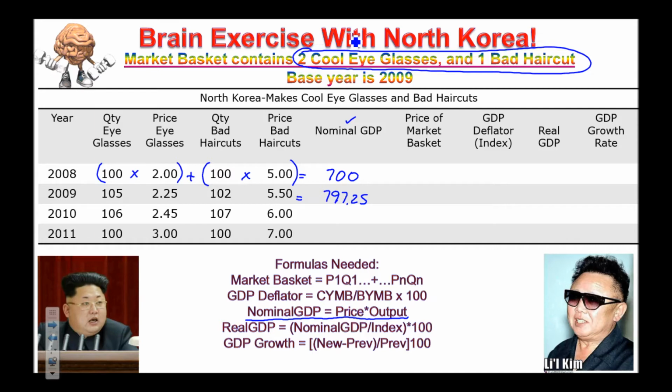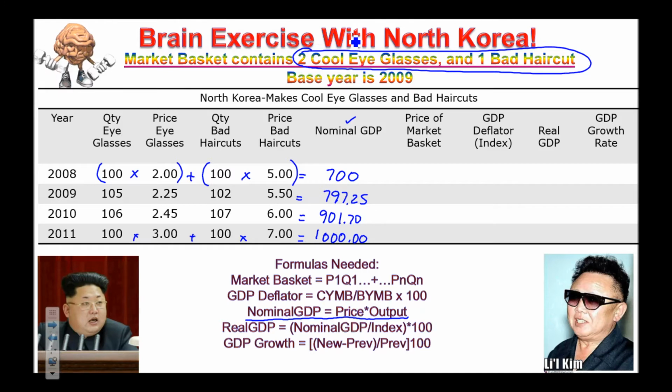That gives us the value of the eyeglasses that were produced. Then we add 107 times 6, and that gives us our nominal GDP for year 3, which is going to be 901.70. And lastly, if I can do this one in my head, 100 times 3 plus 100 times 7 gives us 1,000. So again, if we just look at nominal GDP, it's growing every single year. So what we have to do now is calculate what the real GDP is.